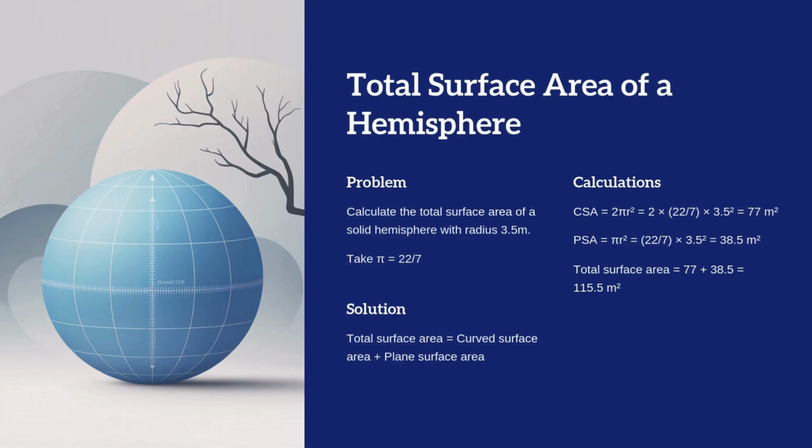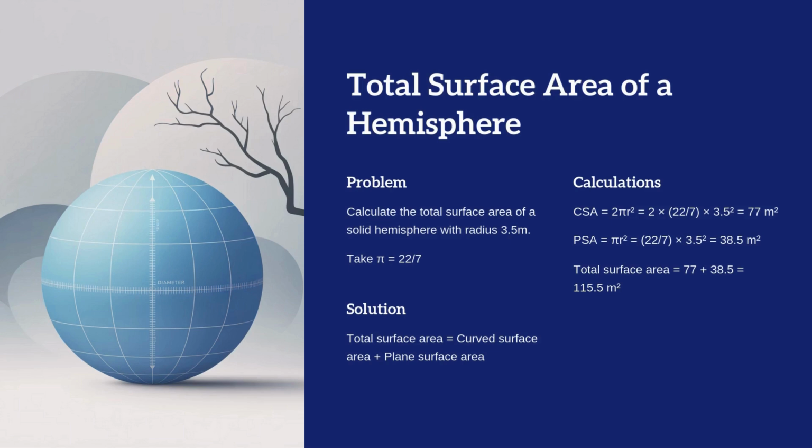This is derived from substituting pi and simplifying r squared to 12.25. Now compute. 22 multiplied by 12.25 equals 269.5. Divide by 7 gives 38.5. This results from basic multiplication and division. So plane surface area equals 38.5 square meters.